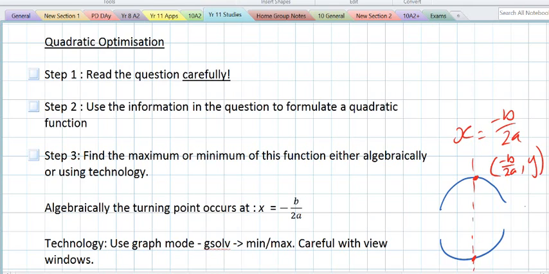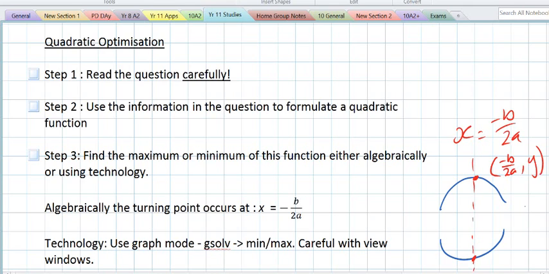However, I should point out that the vast majority of these questions don't insist on you doing this algebraically, so the trick is to get a function that you can put in your calculator as soon as possible, and then use gsolve to find the maximum or minimum. Are you all comfortable with graphing a function and then using gsolve to find the maximum or minimum?